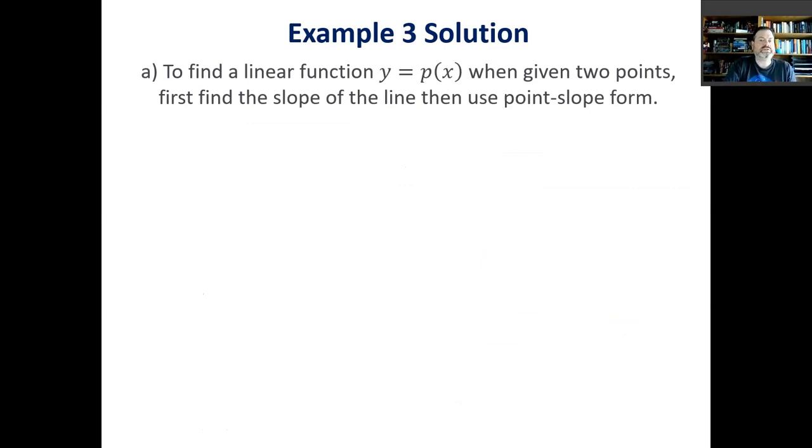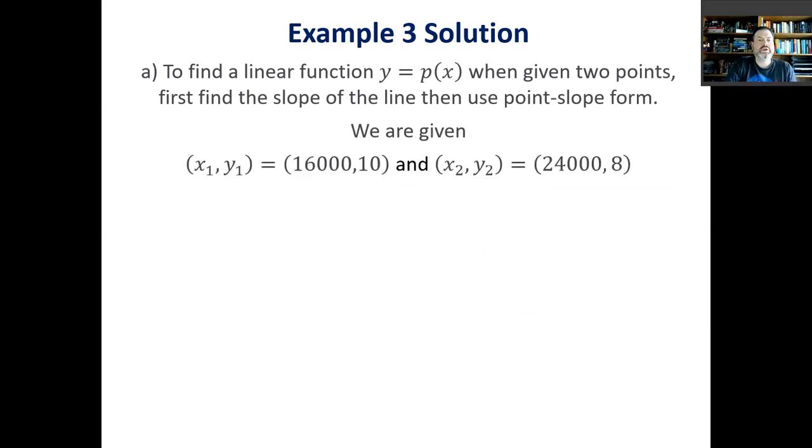So first find the slope of the line and then use point slope form. So that's what we're going to do. We're given 2 points, right? I just used y in place of p here because I wanted to keep x. You know, x is still the independent variable, right? Like y equals f of x. So here it's just y equals p of x, basically.